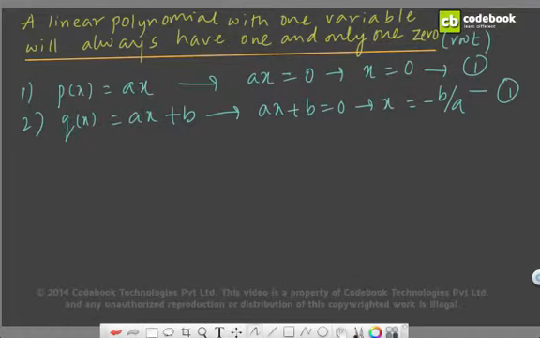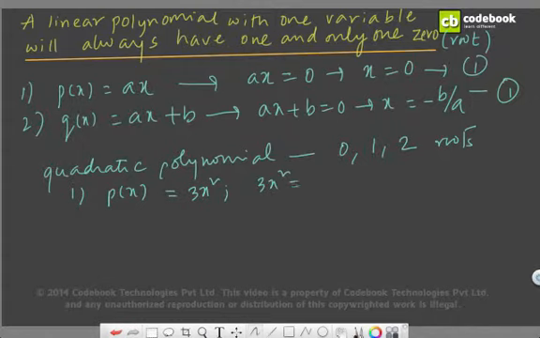Whereas in the case of a quadratic polynomial, that need not be the case, because a quadratic polynomial will have either 0, 1 or 2 roots. Consider the example p of x equal to 3x square. In order to calculate the zero of this polynomial, we equate 3x square equal to 0, and we know that for x equal to 0, this polynomial will become 0. So there is only one root in this case.